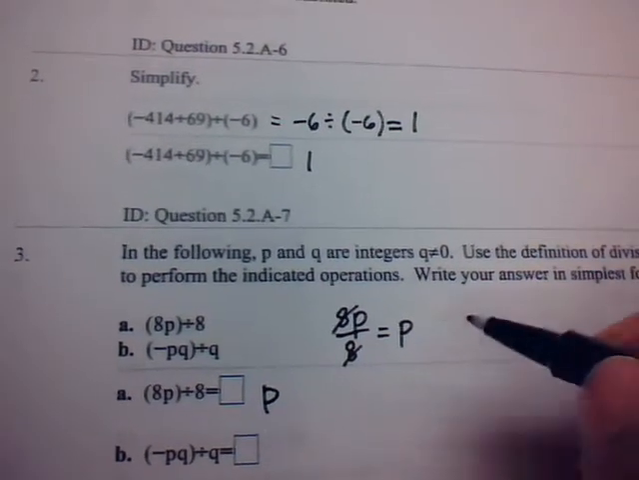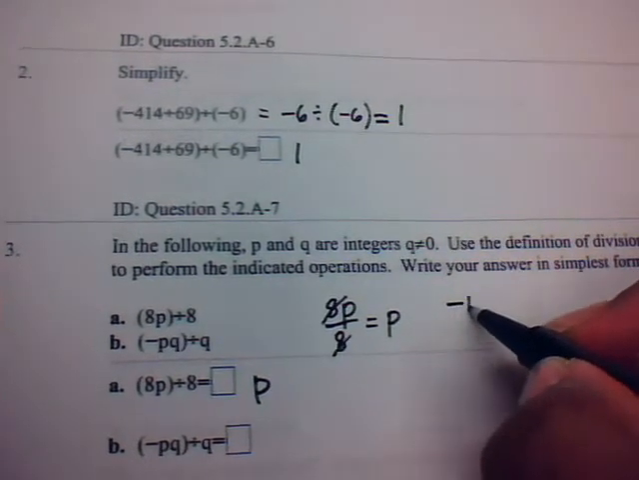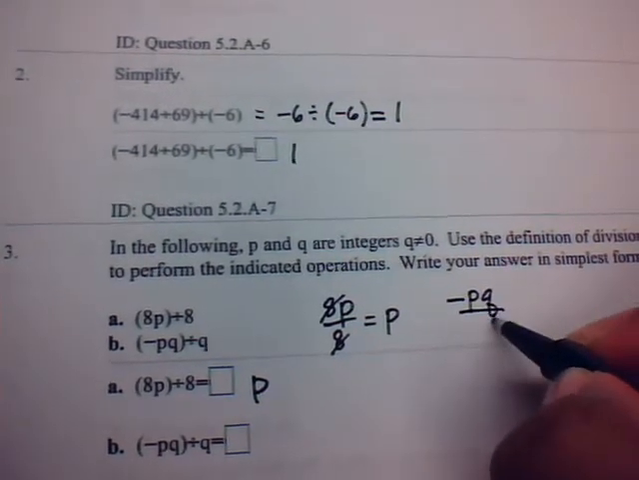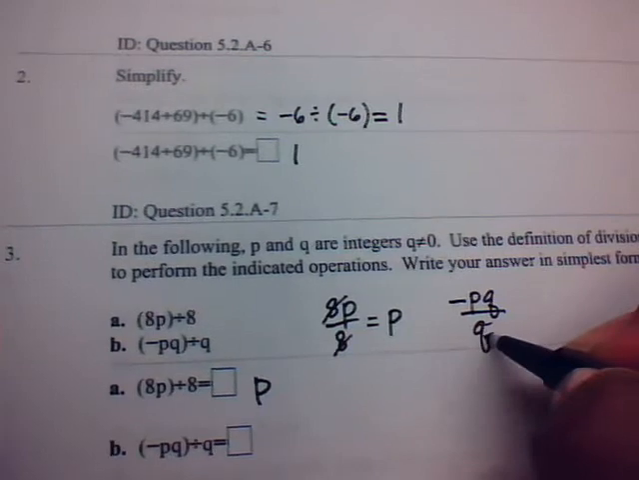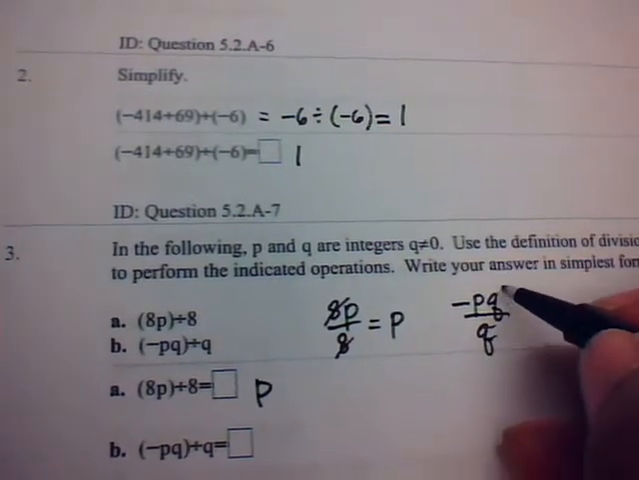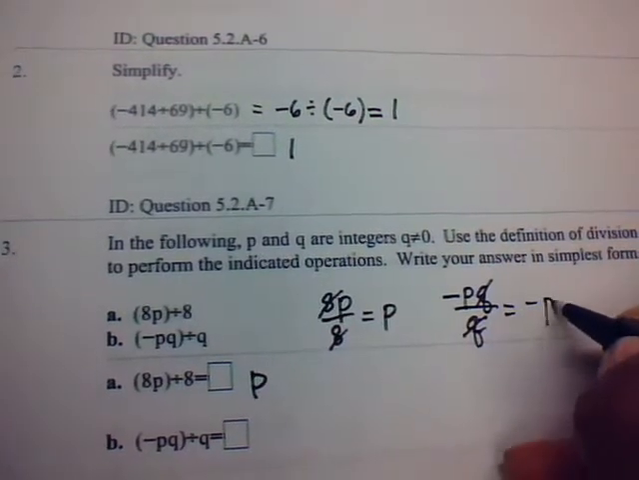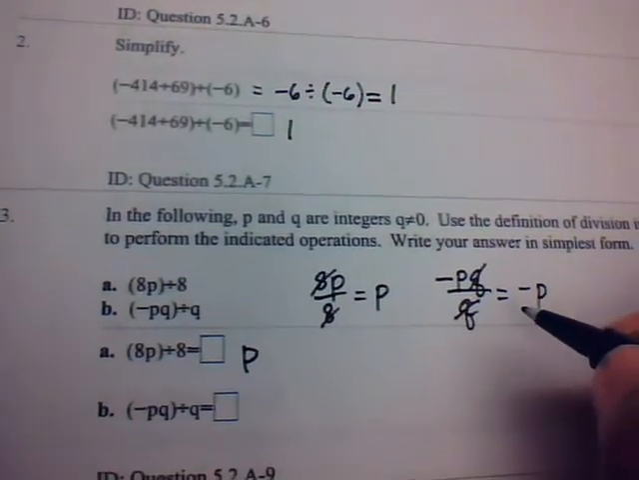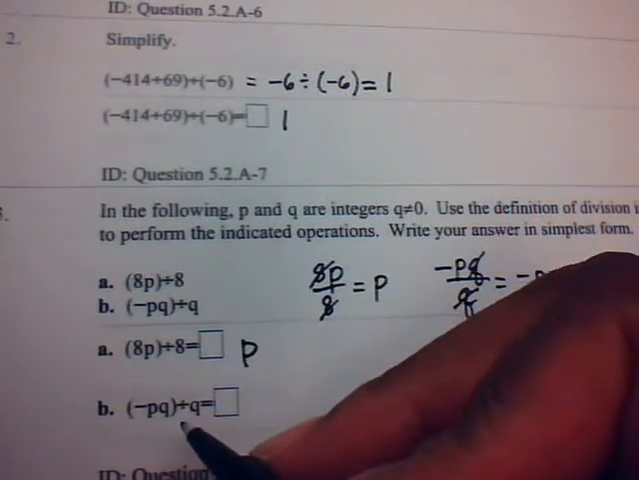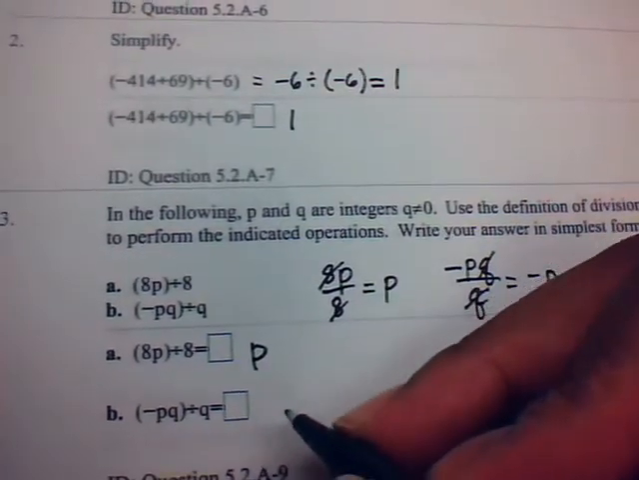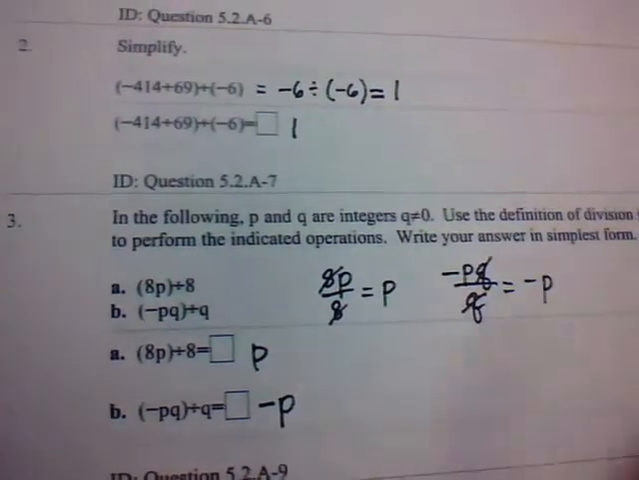And in part B, we've got -PQ divided by Q. Here the Q's will divide out, and you're only left with -P. So -PQ divided by Q would be, in this case, -P.